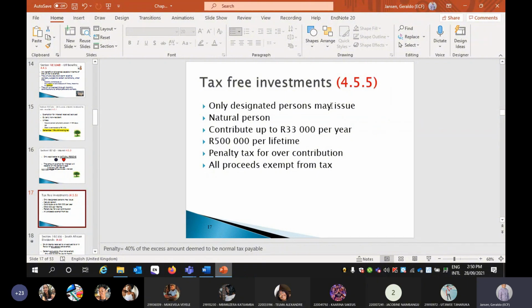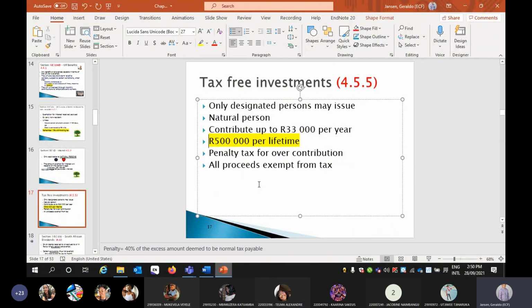Only designated persons may issue this tax-free investment. Like I said, for example, the post office. Guys, you will not find any of these tax-free investments at other places, but only at the post office currently in Namibia. In South Africa, same story. It should be issued to a natural person, and the person should contribute up to 33,000 per year in order for them to qualify for this tax-free investment. Then, guys, the exemption is only 500,000 per lifetime.